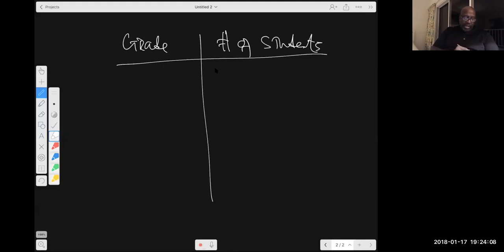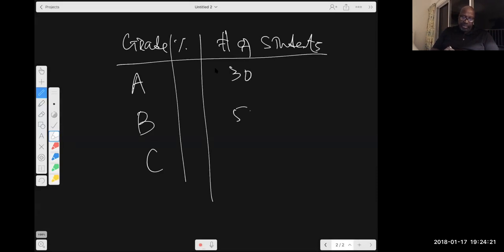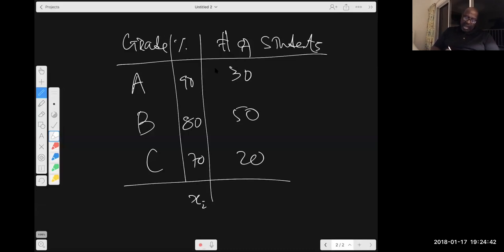So if I say A, B, and C. Say, for example, I have 30 students who got an A, 50 students who got a B, 20 students who got a C. Let's say an A represents 90%, a B represents 80%, and a C represents 70%. If I wanted to determine the average for that class, those values right here would be my marks, which would be my Xi's, and the values right here would be my Wi's.